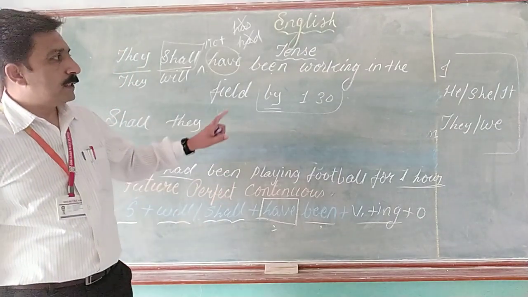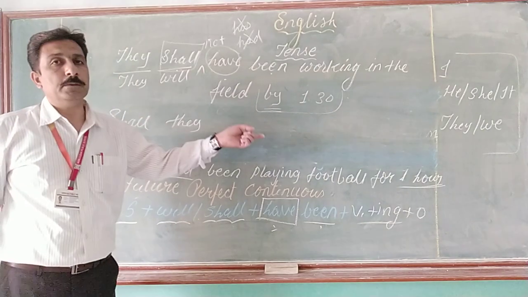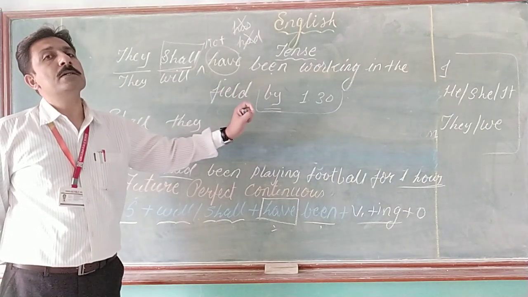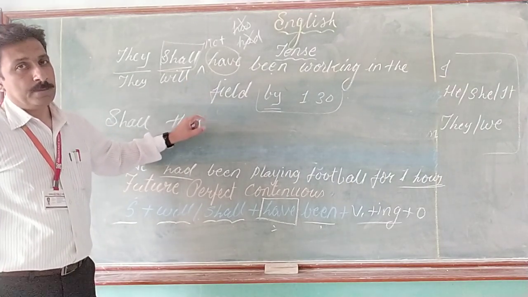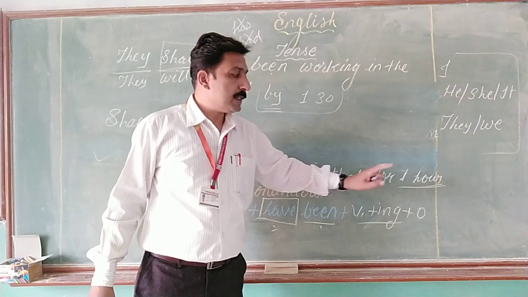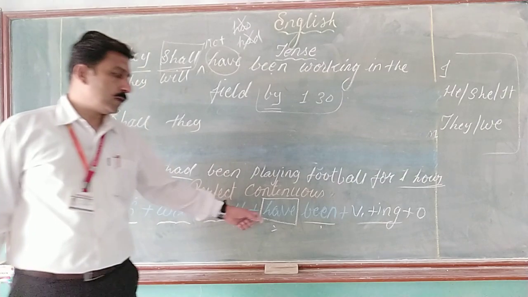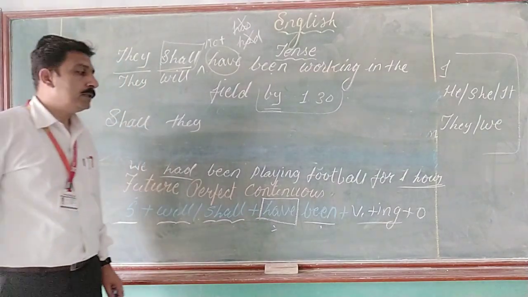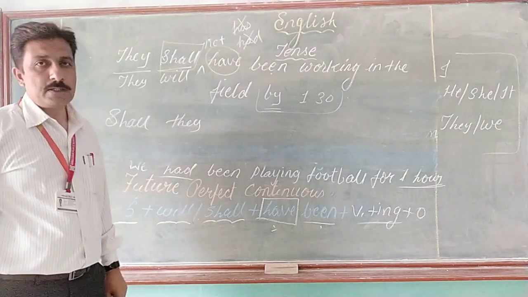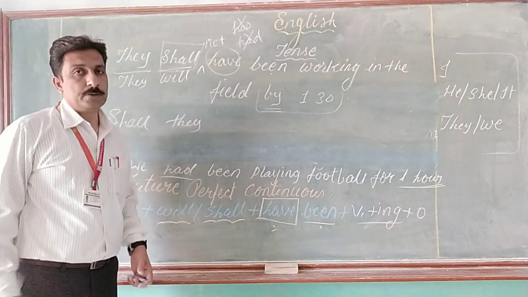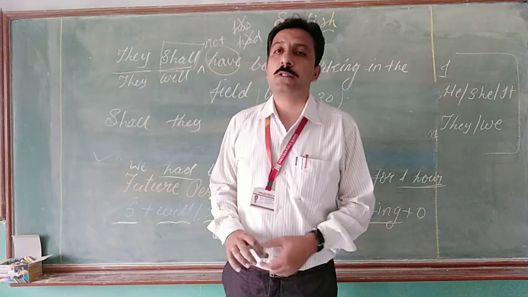So remember about the use of helping verb: along with a particular subject, we use that particular helping verb. Remember the use of since and for. And keep this also in mind that we use only have with will or shall. There is no place for has, there is no place for had. Okay, so that's all for future perfect continuous.